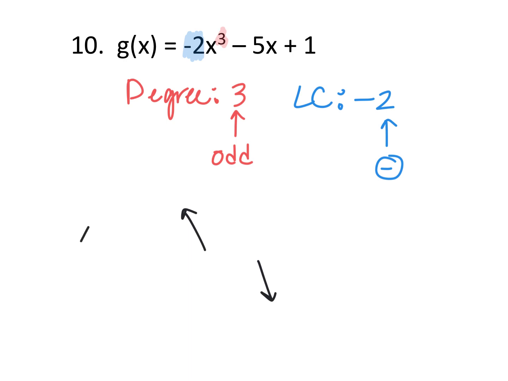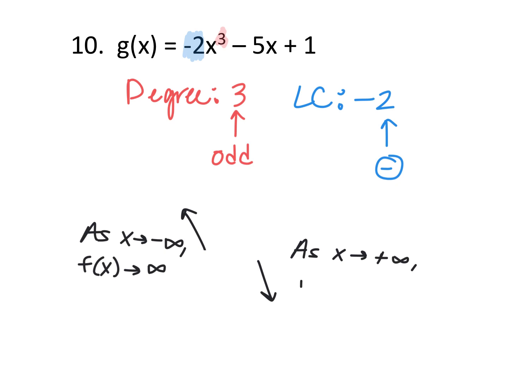So on the left side, we're writing a little sentence: as x goes to negative infinity, it's going up. So f of x goes to infinity on the left side. Going to the right, it's going down. So where is it headed on the right side? As x goes to positive infinity, f of x goes to negative infinity.